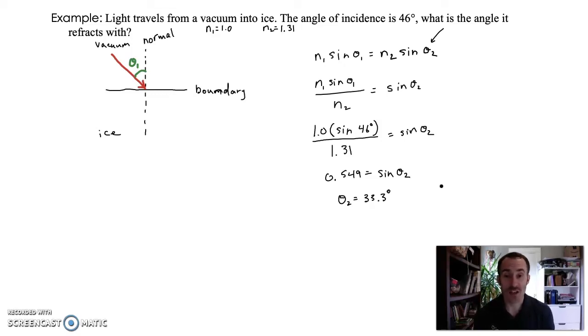So we're going from a vacuum into ice. So the vacuum would be called the rare medium, and the ice would be the dense medium. And so light should slow down when it enters the ice. It should slow down, the angle should decrease, and the wavelength should decrease. And so we see that we started with an angle of incidence of 46 degrees, and we ended with an angle of refraction of 33.3 degrees. It decreased, which is what we should see in a denser medium.